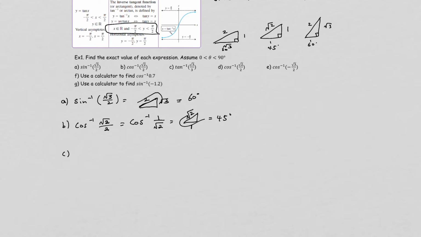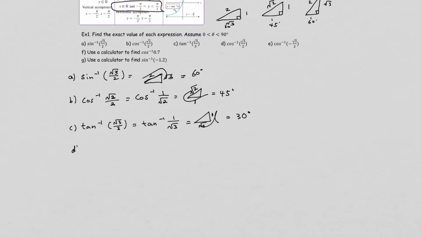Let's do tangent this time. Square root of 3 over 3. Same thing, this is equivalent to tangent inverse of 1 over square root of 3. And tangent looks like that. So when you have a triangle, this should be 1, this should be square root of 3. That gives you 30 degrees.